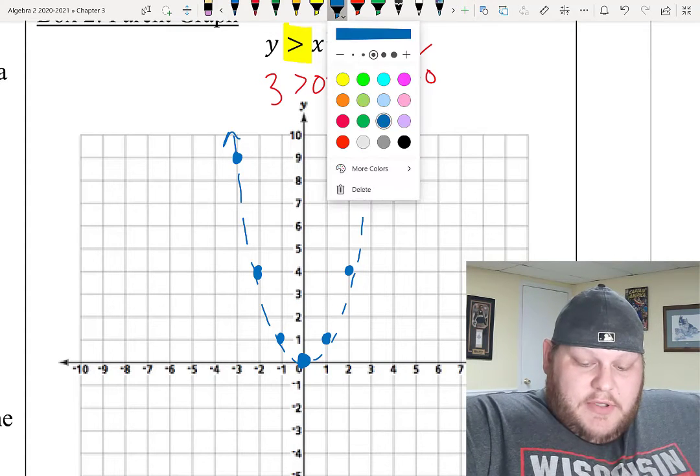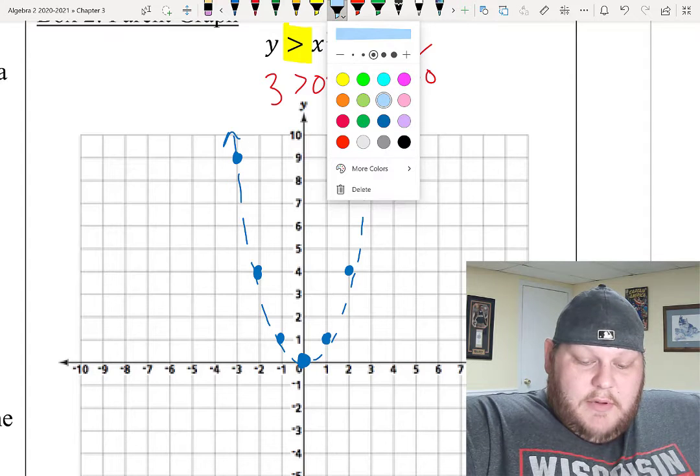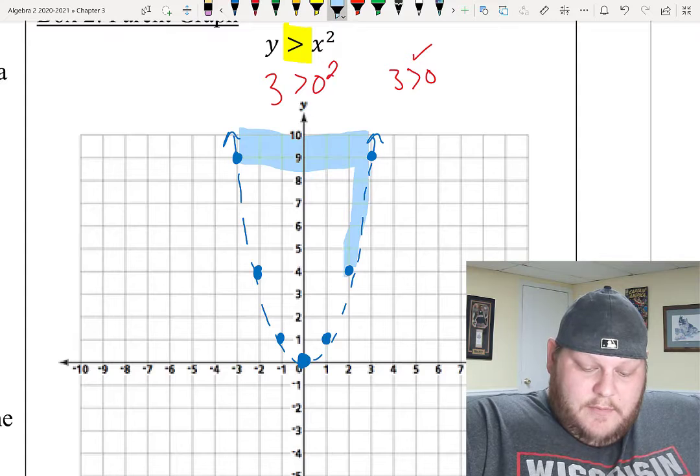So from here, it's up to you on how you want to shade it. I'm going to lighten this up a little. No, I'll keep it as pale blue. There we go. So all of this inside my parabola should be shaded.